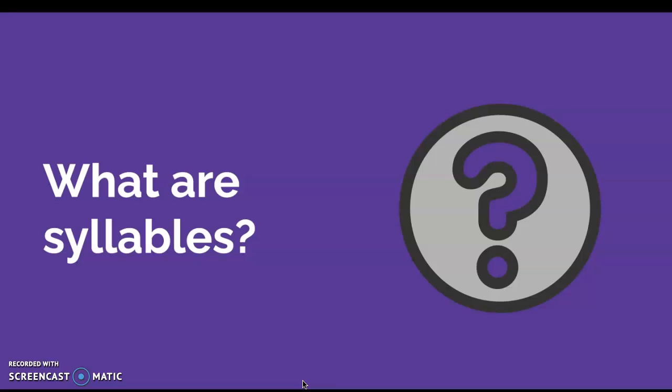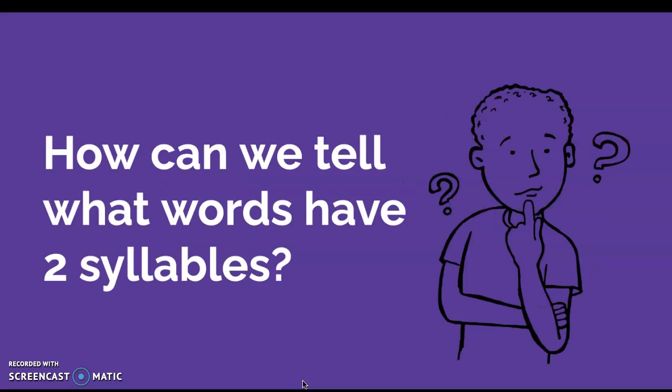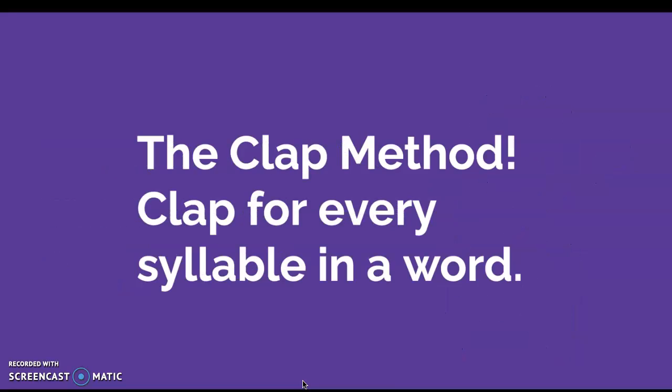According to the dictionary, syllables are a unit of pronunciation having one vowel sound, with or without consonants, forming a whole or a part of a word. How can we tell what words have 2 syllables? Now, sometimes this can be a little tricky, so luckily I have a method that can help you.